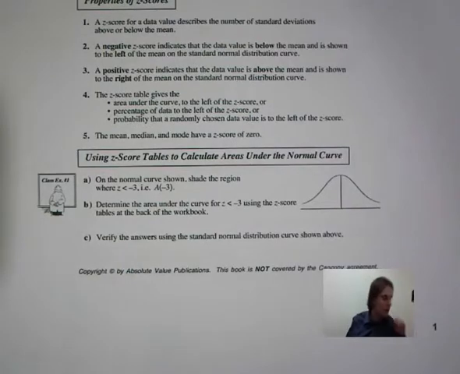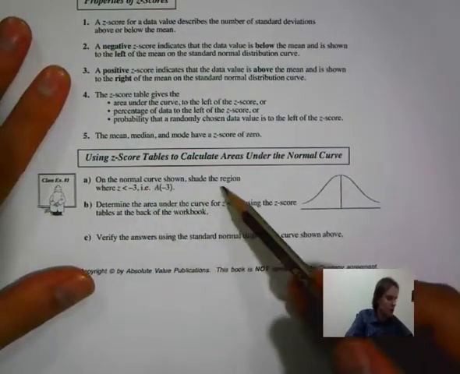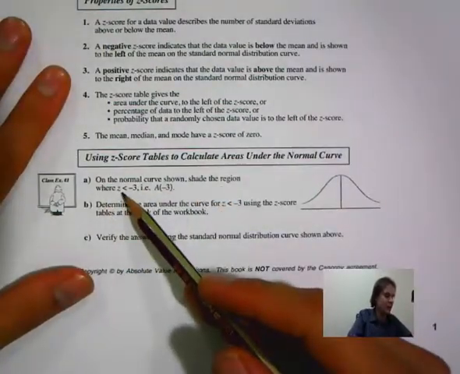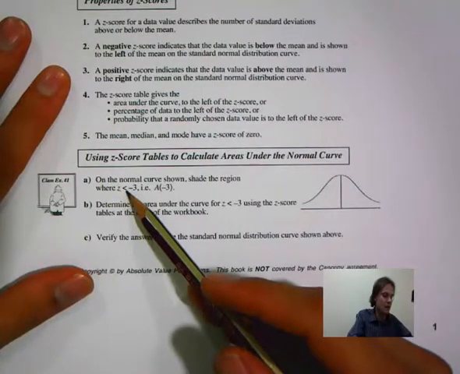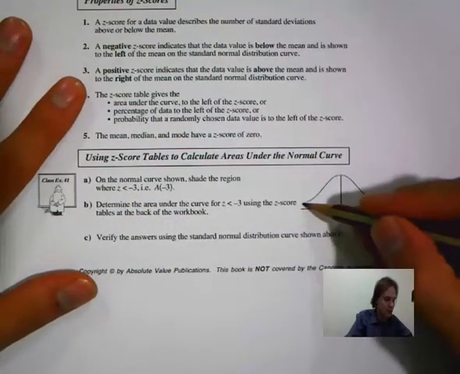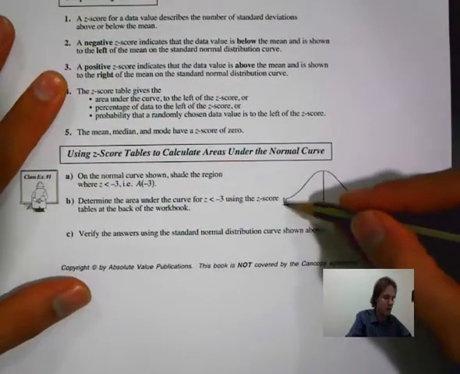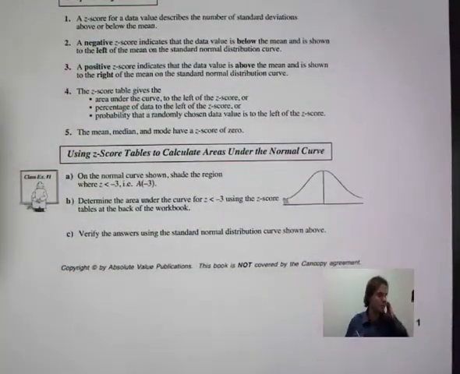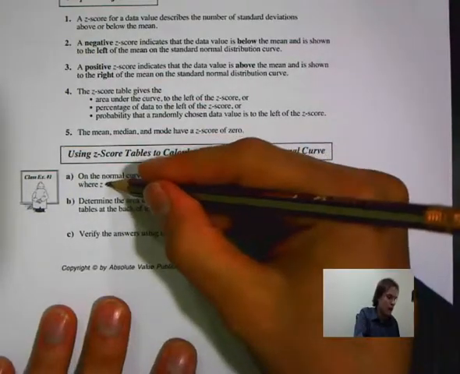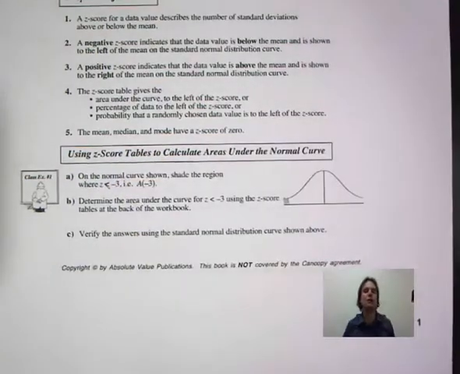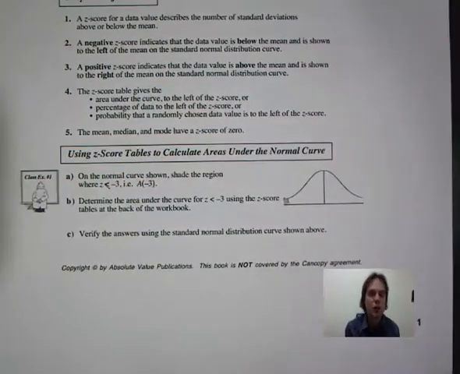So here we go. Our first example says, on the normal curve, shade where the z is less than -3. So less than -3, that's going to be over here somewhere. This is the area less than -3. Remember, the alligator mouth opens to the bigger side. Now determine the area under the curve for z less than -3 using the z-score table.